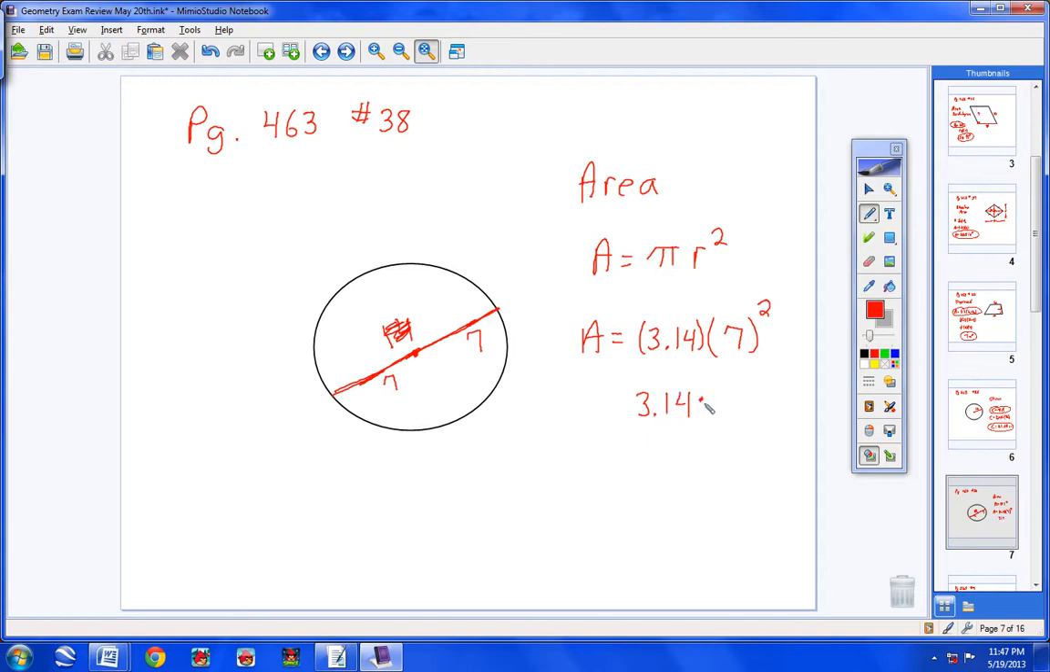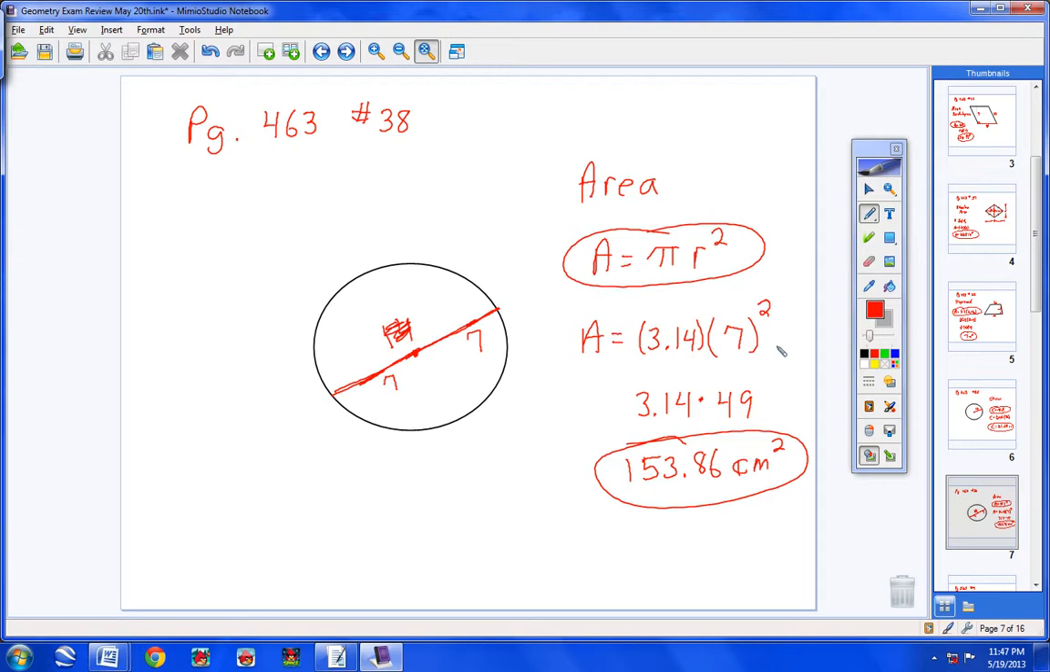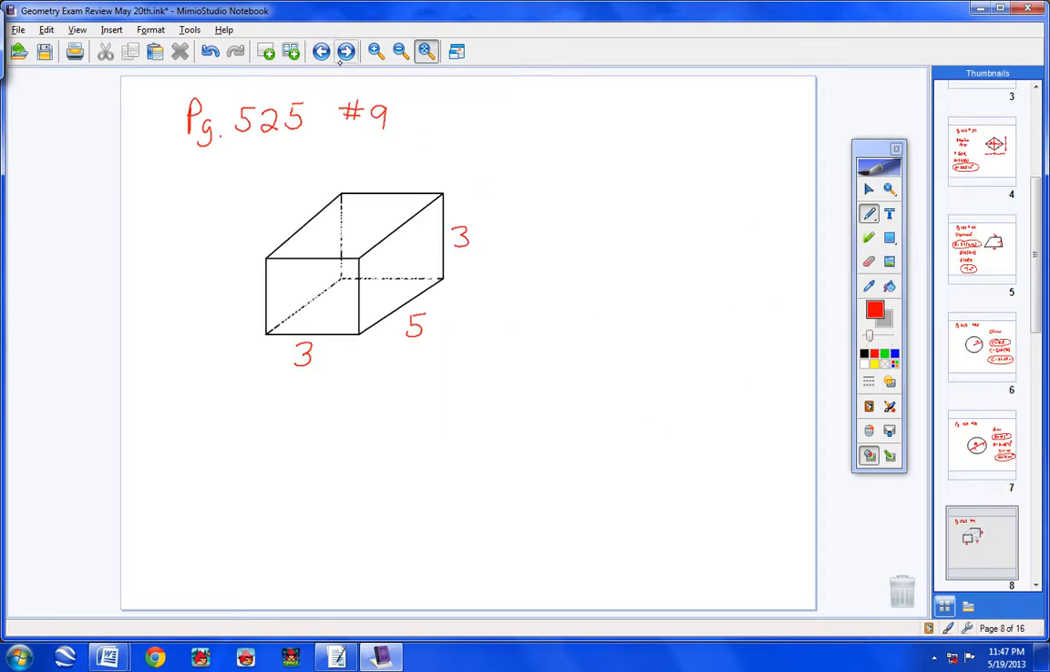So you really have 3.14 times 49. And I'm not going to use the book answer because they've rounded a little bit. You'll get 153.86. Now this is area, so we're going to say centimeters squared. Okay? So this is the formula here you need to know to find the area of a circle. Okay, let's continue on to 525, number 9.